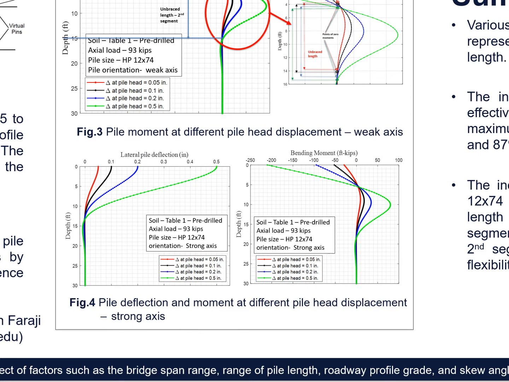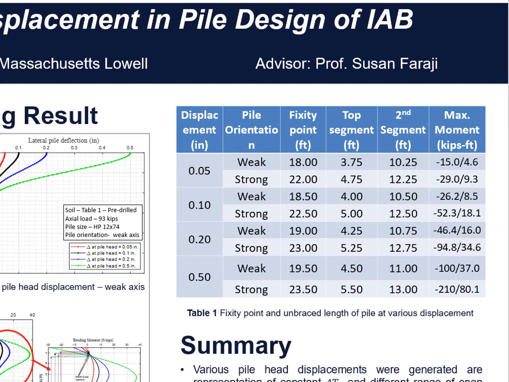Similarly, displacement and moment analysis of HP 12/74 pile oriented in strong axis was studied as shown in figure 4, and we can see pile oriented in strong axis also followed the assumed hypothesis. Now the golden question is, which pile orientation is better, weak axis or strong axis? In table 1, quantitative analysis has been presented.